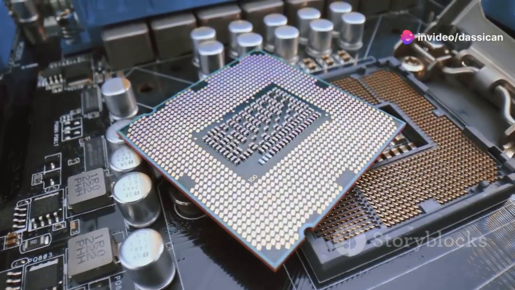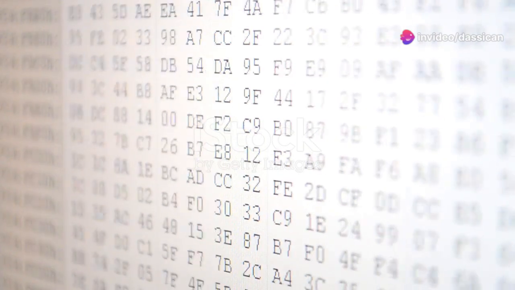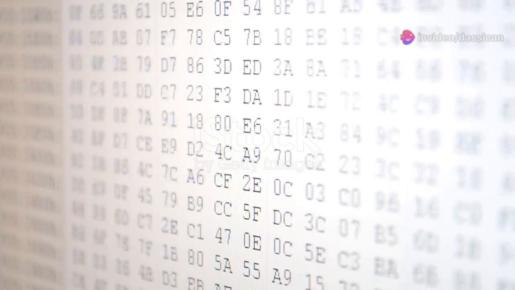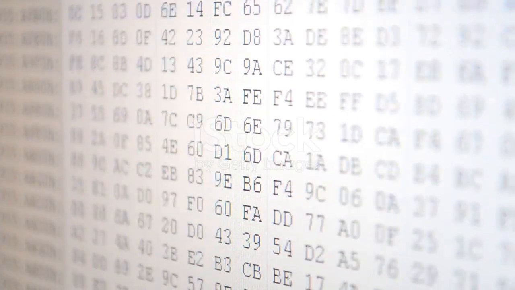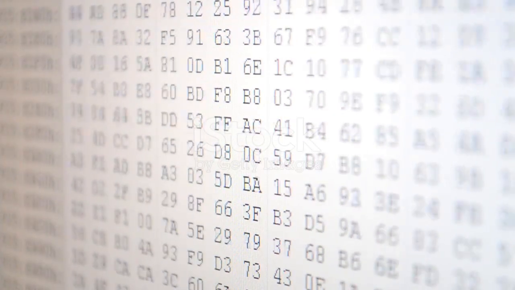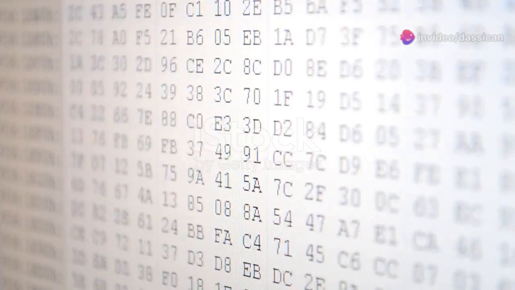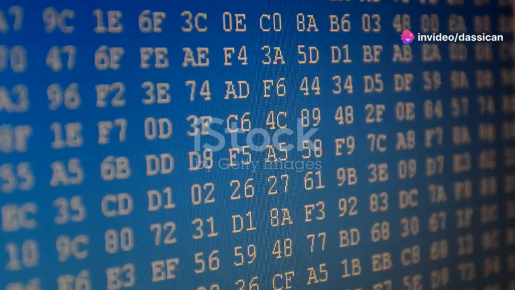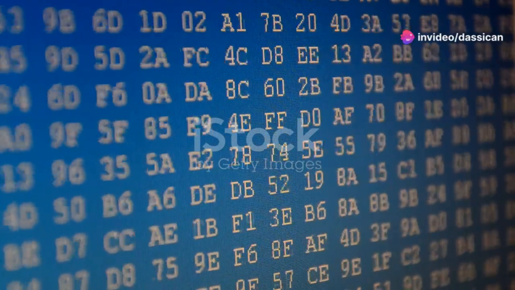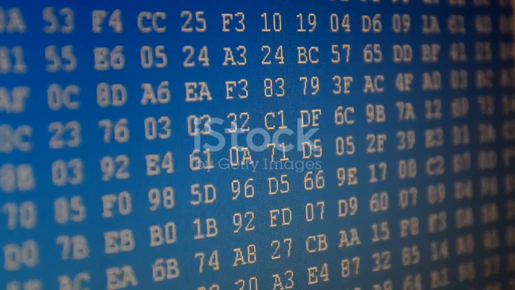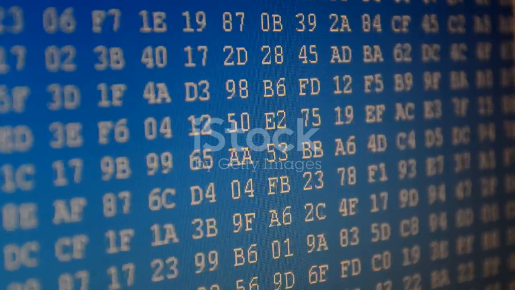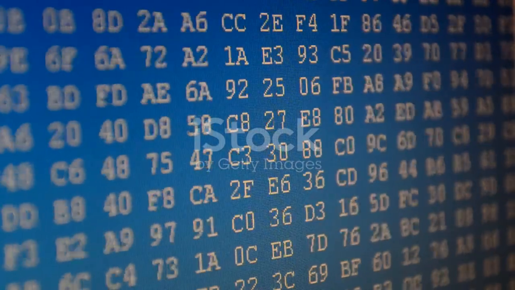Firstly, it's important to note that a central processing unit, or CPU, often referred to as the brain of the computer, isn't programmed in the traditional sense. Rather, it's designed to understand and execute a set of instructions, known as machine codes. These machine codes form a language that the CPU comprehends, enabling it to perform operations.